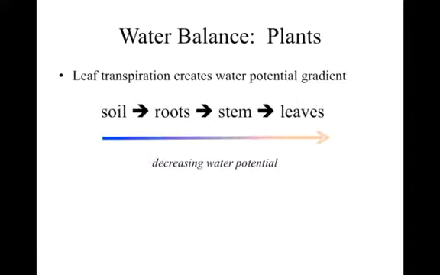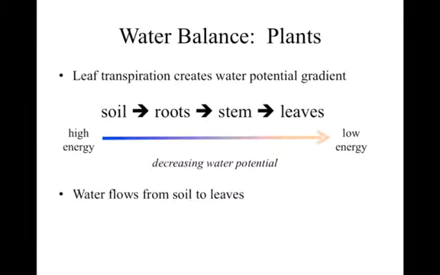All right. So the reason that you can actually get transpiration through the leaves is because leaf transpiration creates a water potential gradient. And so we have a decreasing water potential from the soil to the roots to the stem to the leaves. We have high energy water down at the soil, and we have low energy water transpiring out the leaves. And so water tends to flow from the soil to the leaves.